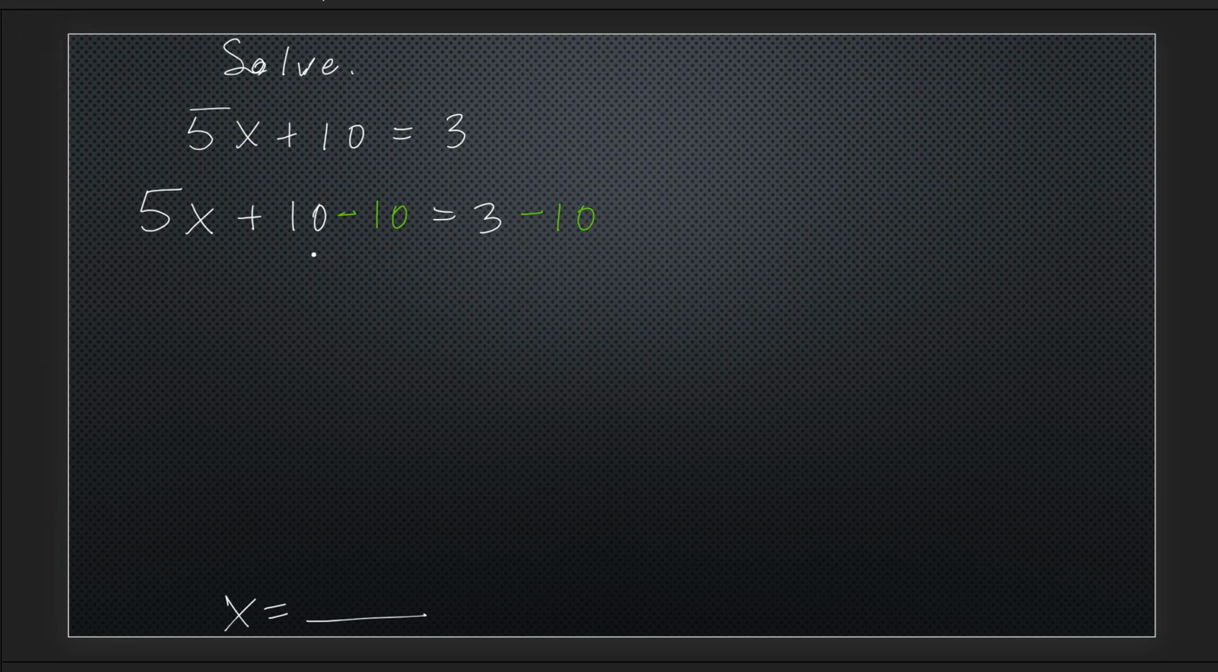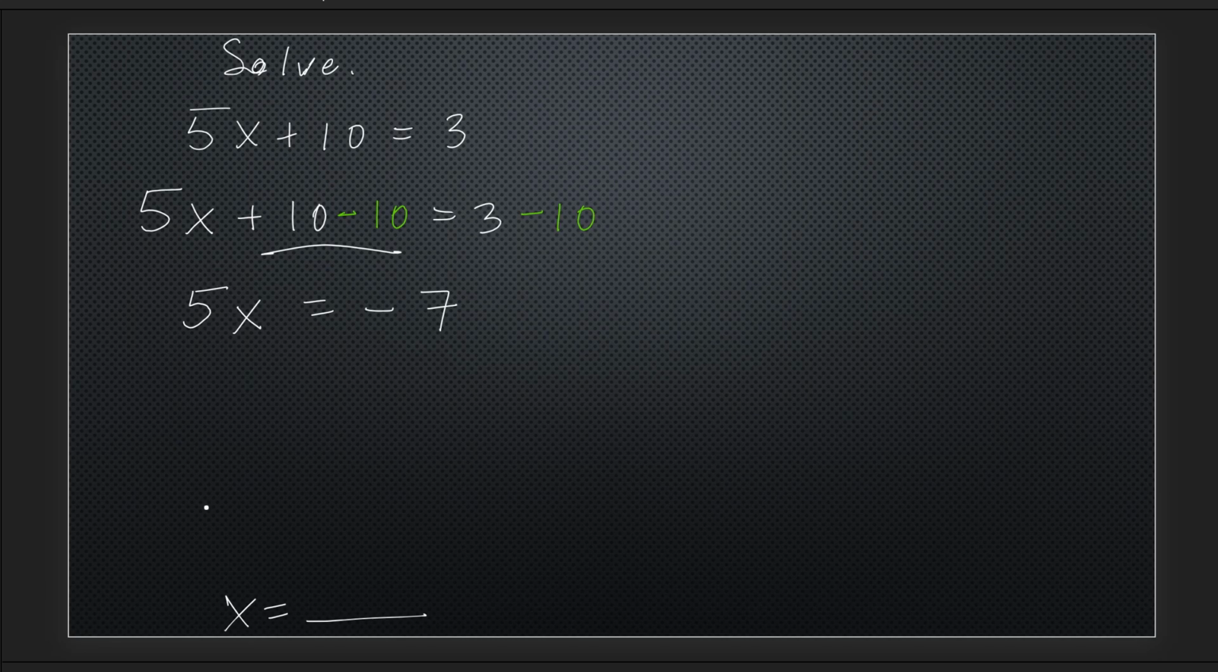And the way it disappears, that 10 minus 10 is a 0. 5x plus 0 is really just 5x, so 5x is left by itself. And then we go ahead and evaluate 3 minus 10, which is negative 7. So that way I got the 10 to disappear from that side and appear over here, and I combined it with this. So it's within here.